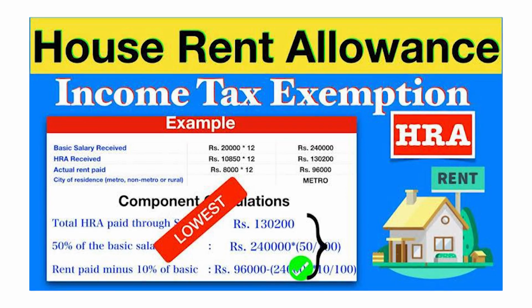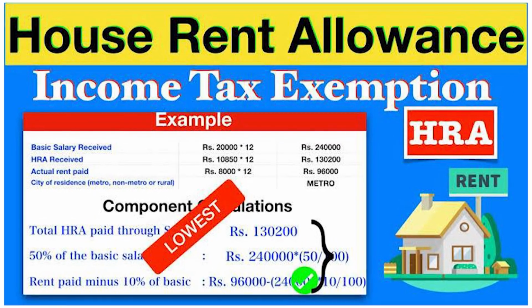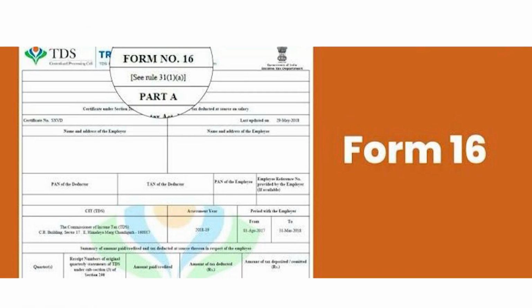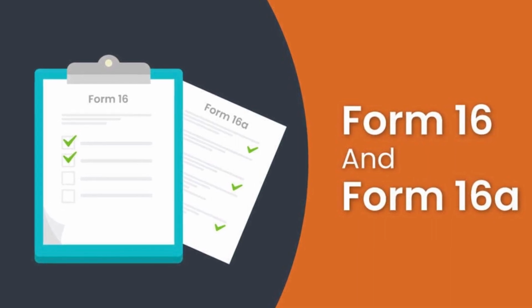If you are claiming HRA deduction, house rent allowance deduction, then you also need to get name and PAN number of your landlord to claim HRA exemption. Form 16A is applicable to the professionals or freelancers who are working as a professional consultant with multiple clients. Then bank account details. Your bank account details are of utmost importance.